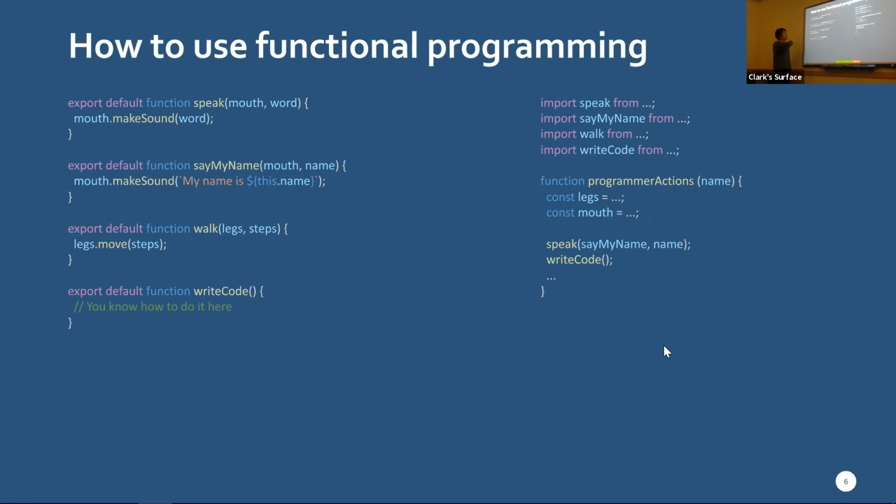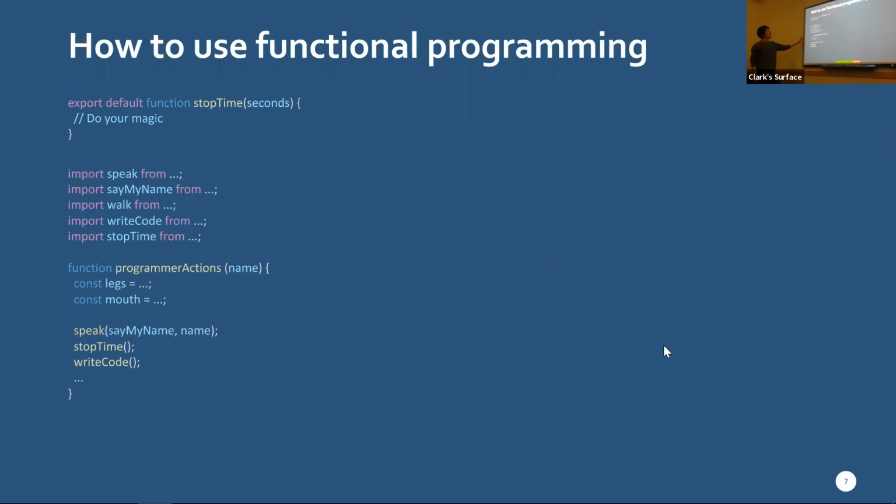So we just separate this behavior here. Whenever you use it, you have your data here, and you pass the data to the function. That function behaves based on the data you pass in. Here is how we solve this stop time magical problem. We can add one more function and export it, and import it here. Whenever the programmer wants to use it, you just import it and call stop time. Even if the professor wants to use it, no problem. You just import it and call it. The professor acts.